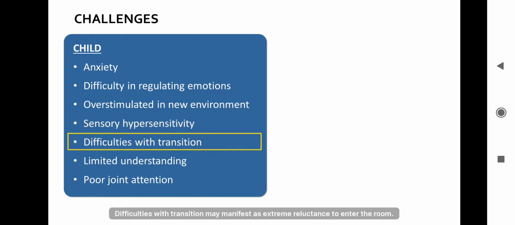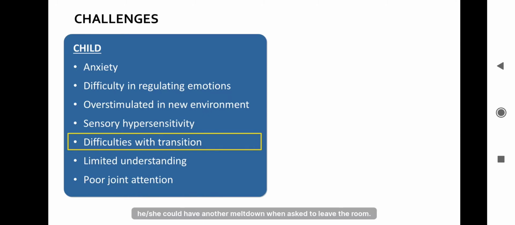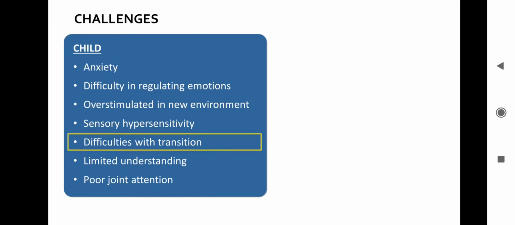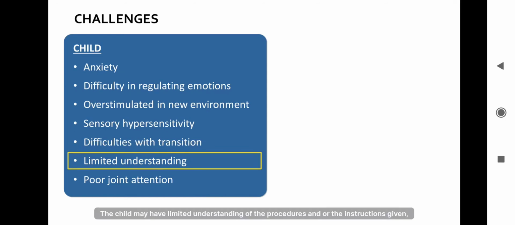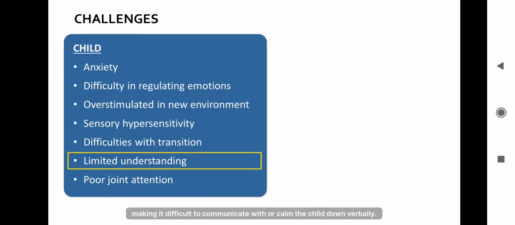Difficulties with transition may manifest as extreme reluctance to enter the room. If one successfully got the child to enter the room, he or she could have another meltdown when asked to leave the room. The child may have limited understanding of the procedures and/or the instructions given, making it difficult to communicate with or calm the child down verbally.